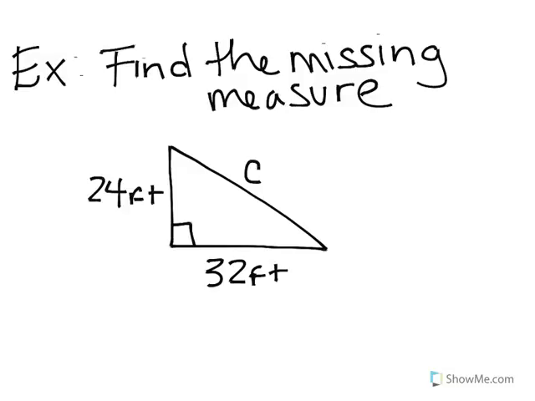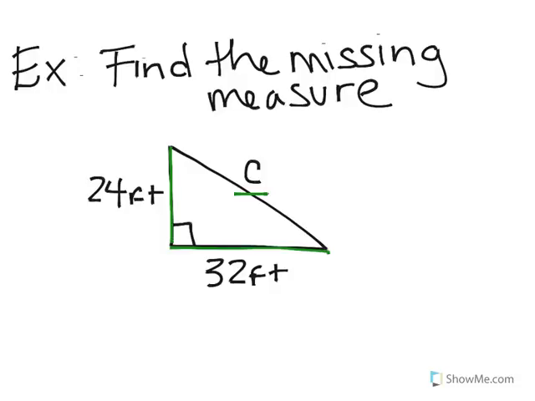So our first example says find the missing measure. Okay, so we have this triangle here. We want to try to find this missing measure of c. We know that this length of the triangle is 24 feet, and we know that this leg of the triangle is 32 feet. Again, 24 feet and 32 feet are the legs, and our hypotenuse is our c.